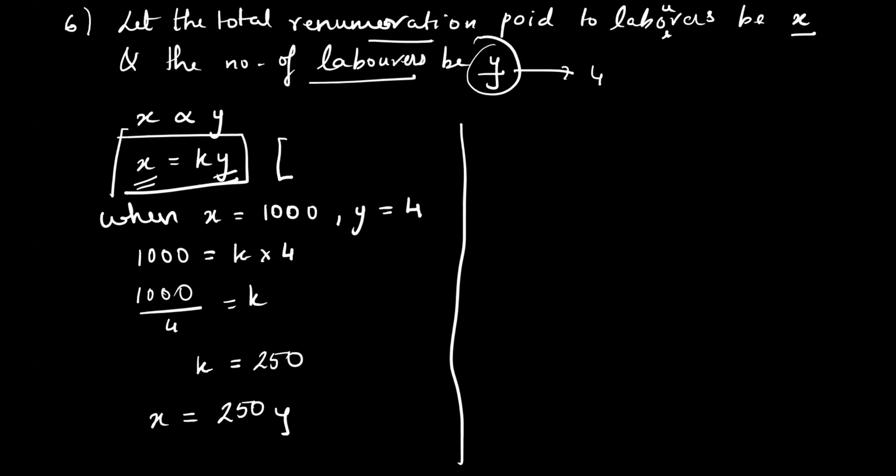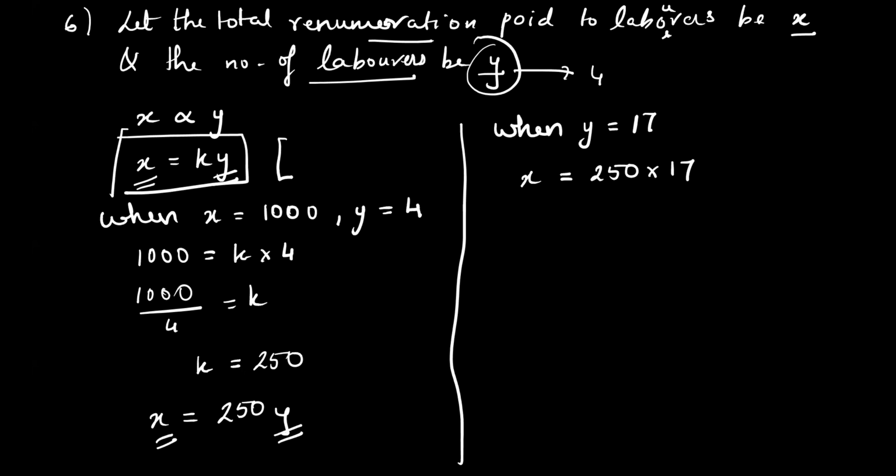Now that we have the equation of variation, they might give us one value and ask for the other. Just read that part. If the remuneration of 4 laborers is rupees 1,000, find the remuneration of 17 laborers. What do we have to find? The remuneration, so that is x, and what is given is y. When y is equal to 17, find x. So substitute that: x is equal to 250 into 17.